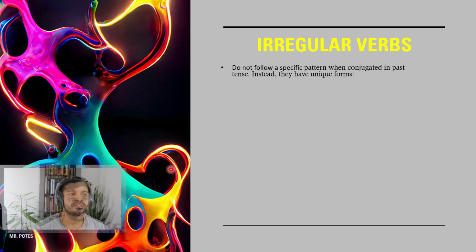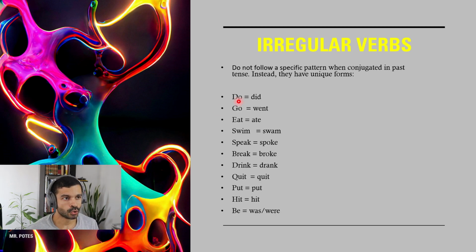Irregular verbs. They do not follow a specific pattern when conjugated in past tense. Instead, they have unique forms. Some examples. Do becomes did, go becomes went, eat becomes ate, swim, swam, speak, spoke, break, broke, drink, drank, quit, quit, put, put, hit, hit, be becomes was, or were.